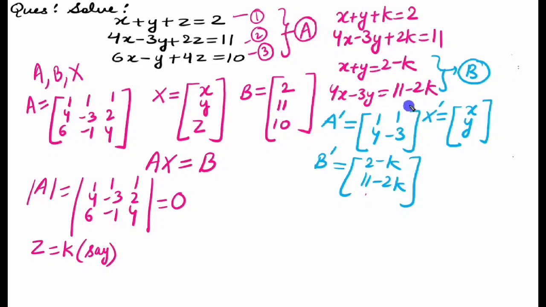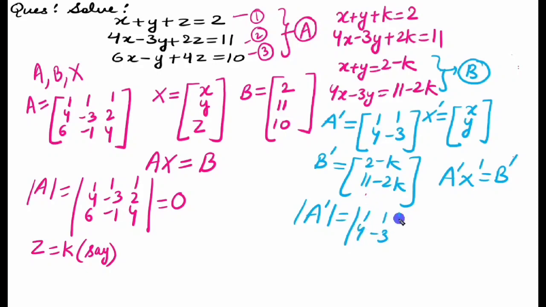In this way we have converted this particular system of linear equations into a matrix equation A dash X dash is equal to B dash. Now for finding out the solution of this system, first of all we will find the determinant of A dash. The determinant of A dash will come out to be minus 3 minus 4, which is minus 7, which is non-zero.